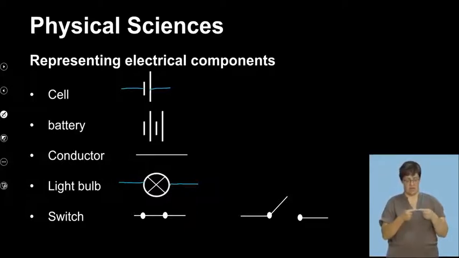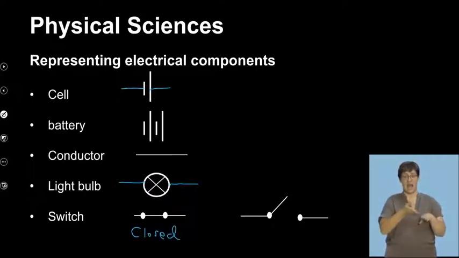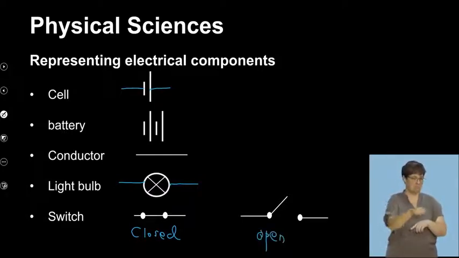And then we've got a closed switch, okay? In a closed switch, it says to us that current will be flowing, and then this is a broken switch or an open switch. So if a switch is open, it means the circuit is broken. It means there is no current in the circuit.